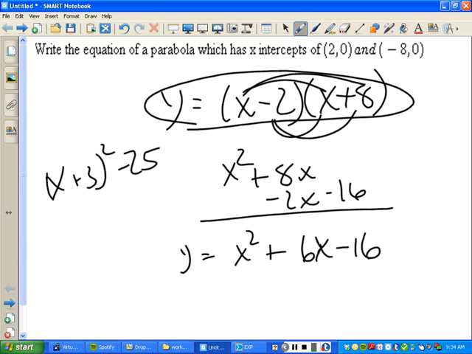Okay, there's a question. What's the a times (x minus h) squared plus k thing? What do you call that? The completing the square thing. Yes, that's what you get when you complete the square. We're not doing that here, though. Oh, gotcha. Okay.